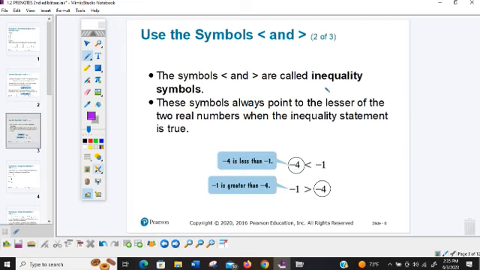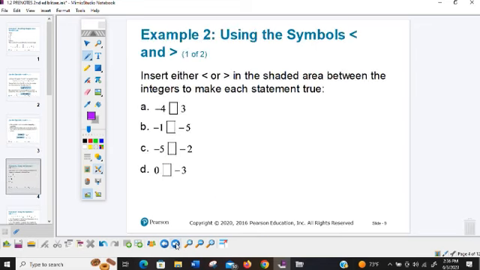Okay, these are called inequality symbols. And they're reminding you again that it always points to the lesser number in the pair. Negative 4 is less than negative 1, or you can say negative 1 is greater than negative 4. That arrow will always point to the smaller one. So let's get some symbols in here.